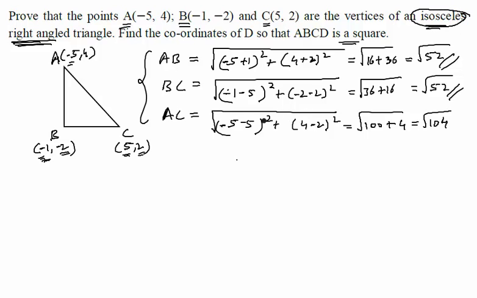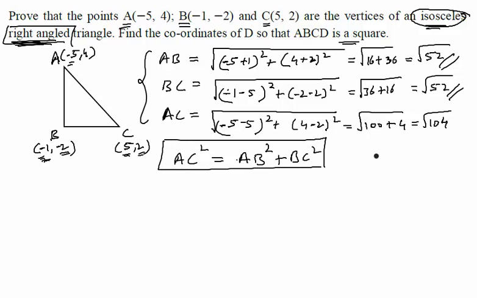Now if we have to show that it is right angled, let us see if it follows the Pythagoras theorem. If you look closely, you can very easily see that AC square is equal to AB square plus BC square. AC square is 104, AB square is 52, BC square is again 52, and 52 plus 52 is 104. So this equation is satisfied, which means that our triangle follows the Pythagoras theorem, which is only true for right angled triangles. So this calculation completes our first portion.